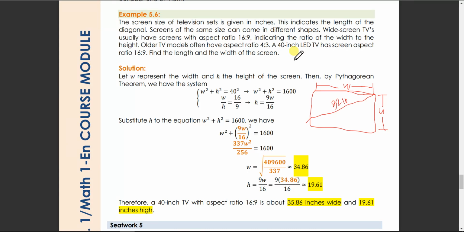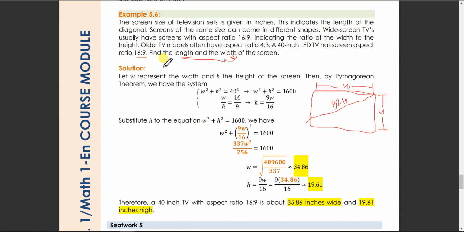So if we have a 40 inches nga LED TV and has a screen aspect ratio of 16:9, then what is the length and width of the screen? So unsa ang length meaning ani niya is the height and ang width is the width niya. So length is height and width is width. So unsa daw ang iyahang measurement if naa tay 40 inches nga TV with an aspect ratio of 16 by 9.